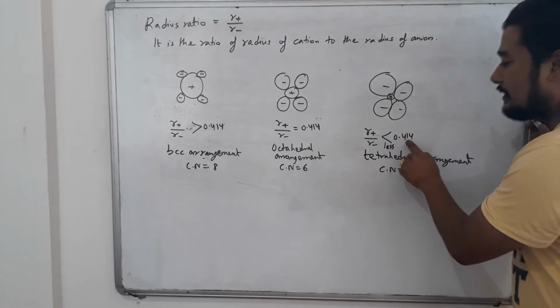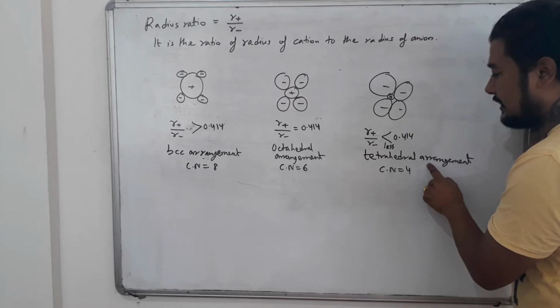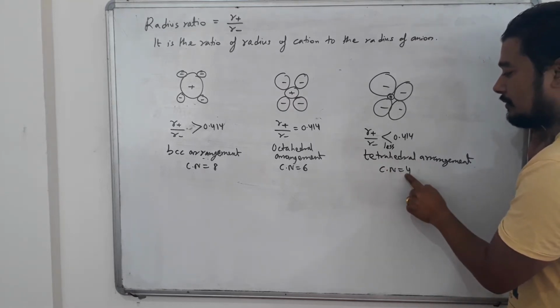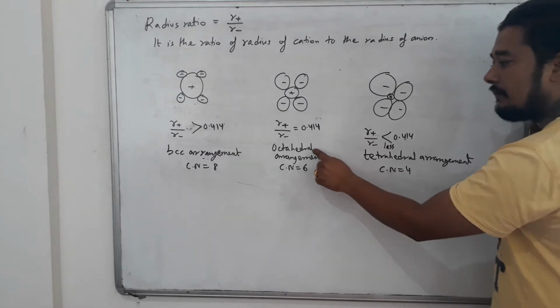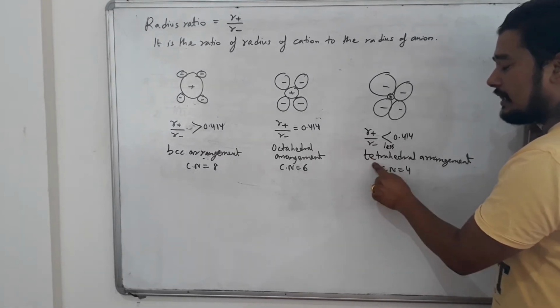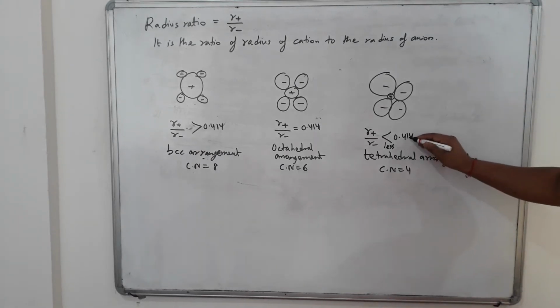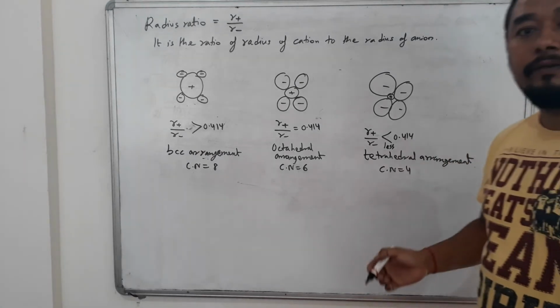And if it is so, it will be a tetrahedral arrangement. And tetrahedral arrangement is formed between 4 particles, so coordination number will be 4. For octa, formed between 6, so coordination number 6. Tetra between 4, so the coordination number will be 4. And do remember this less than 0.414 means 0.225.